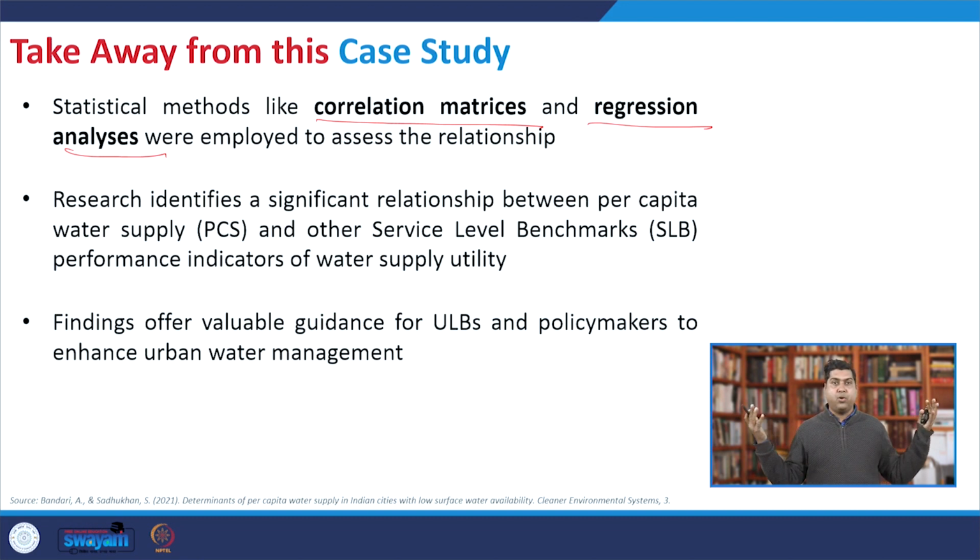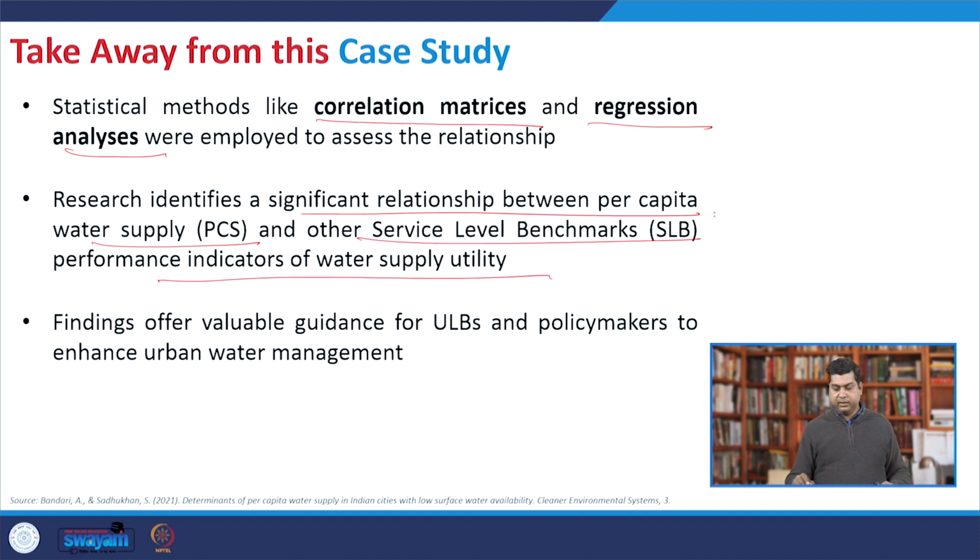It can be among all the independent variables like a correlation, partial correlation, or else you just try to see the influence of independent variables on dependent variables, which was the case here. The PCS was taken as dependent variable and other continuity, metering, in RW, those were taken as independent variables. Research identifies a significant relationship between per capita supply and other service level benchmark.